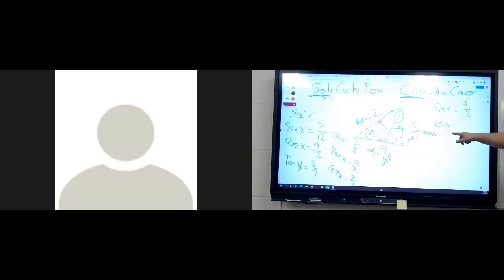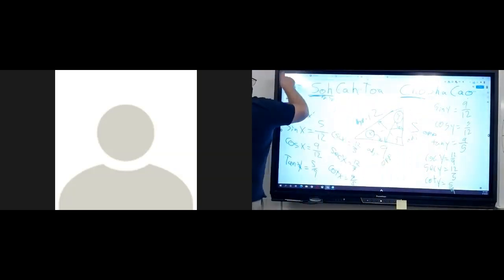Cosine. Baker. All right, Lonnie. What's opposite Y? What's adjacent? Done. So now we want cosecant of Y. What's cosecant? Perry. 12 over 9. Secant of Y. Powell. 12 over 5. Cotangent of Y. 5 over 9. Nailed it. Can we do all 6? Okay, cool. All right, excellent. Just for fun.